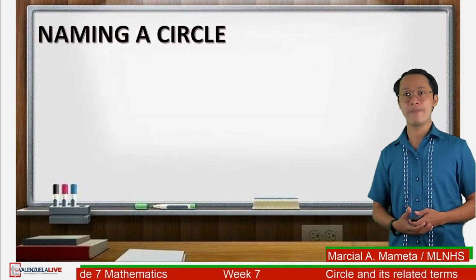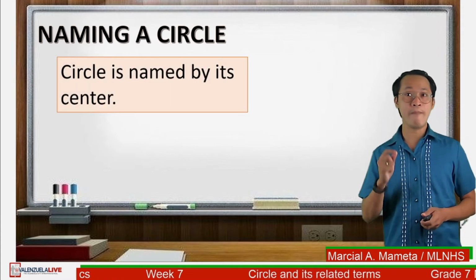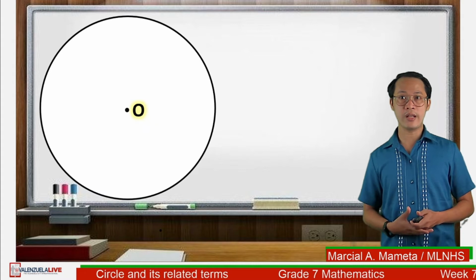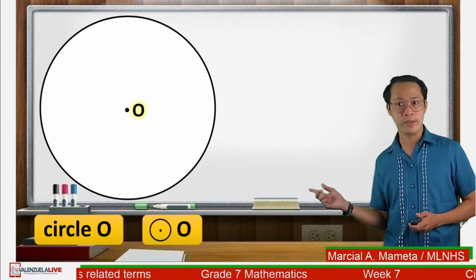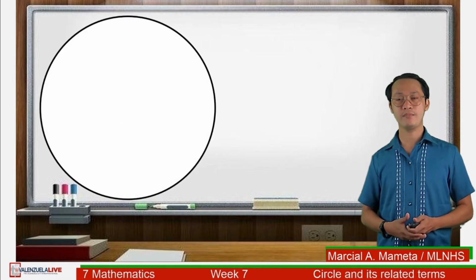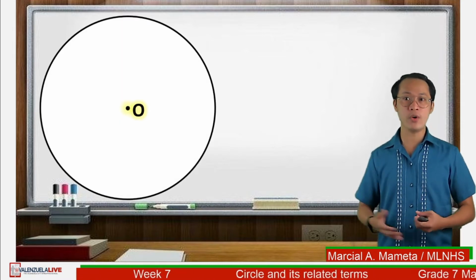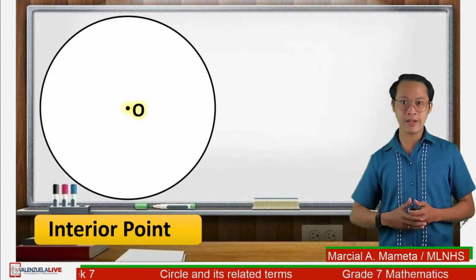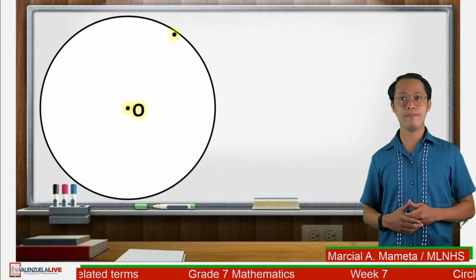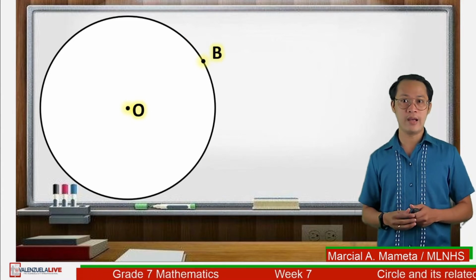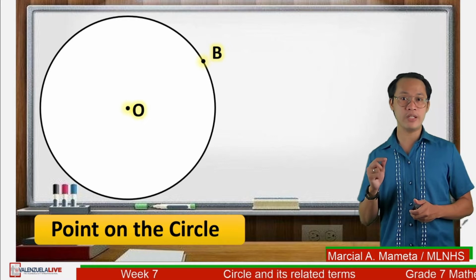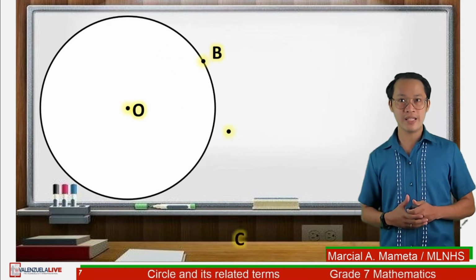How to name a circle? In naming a circle, circle is named by its center. The circle on my right is called circle O, since its center is at point O. The center, or again the point O, is also an example of an interior point because it lies in the interior of the circle. Point B lies on the circle. Therefore, it is classified as a point on the circle. The point outside is called the exterior point, point C.